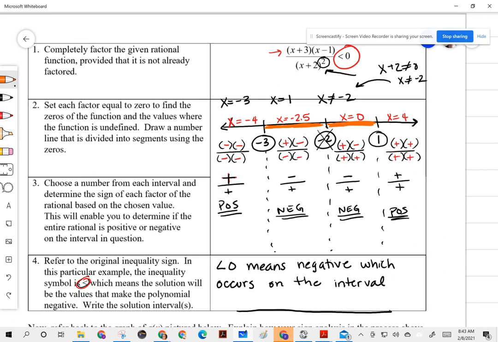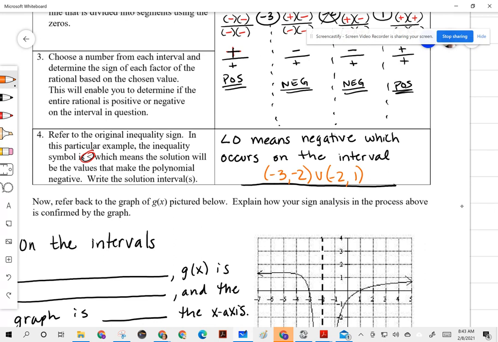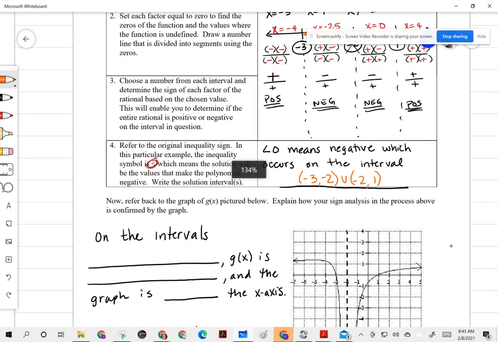Okay, so the question is, can I go from -3 all the way to 1? That would include the -2. And because that is undefined, I have to separate that. I cannot include that in the interval. So it's -3 to -2, not including the -2, and then going to 1. So now if I take a look at that, I can answer the questions about the graph.